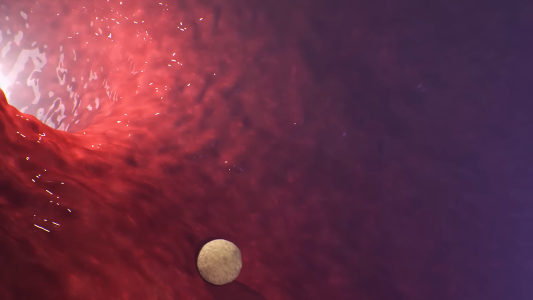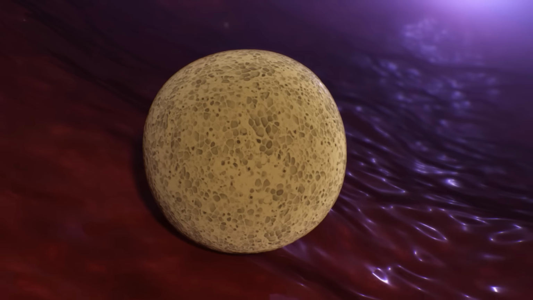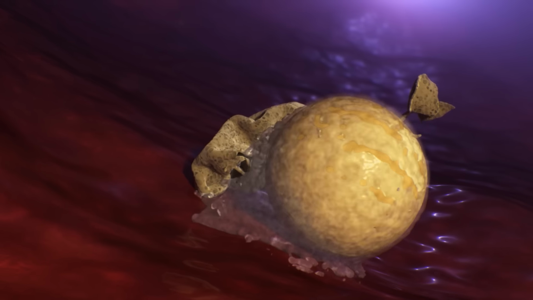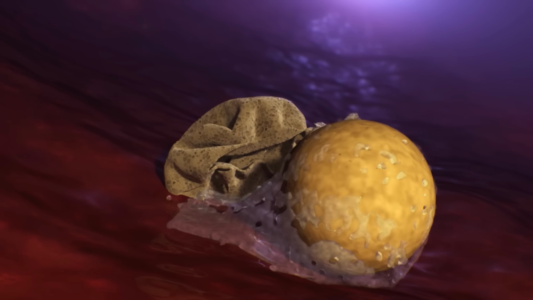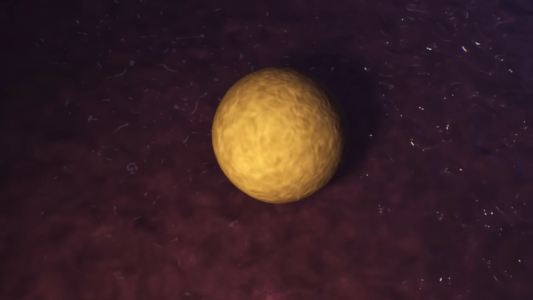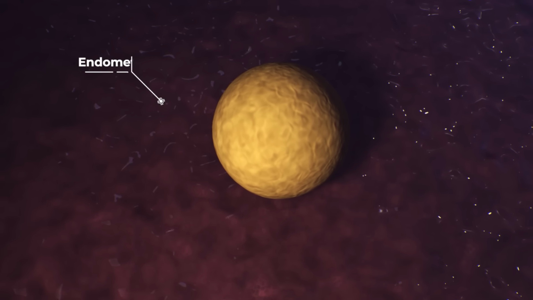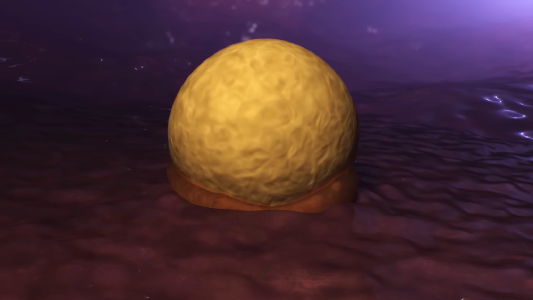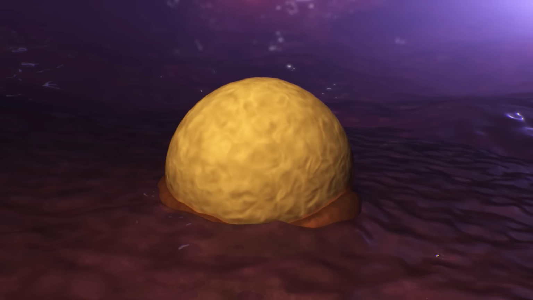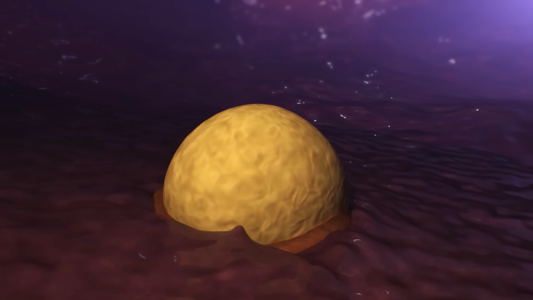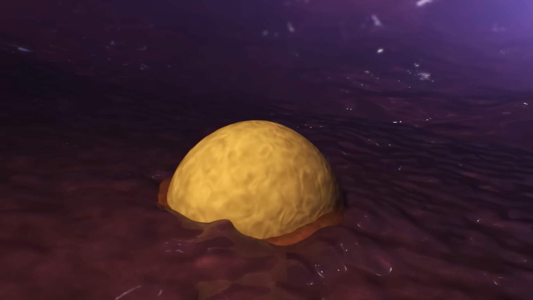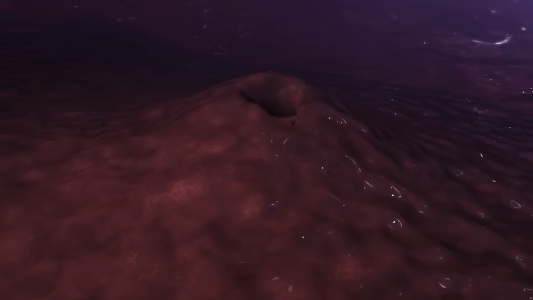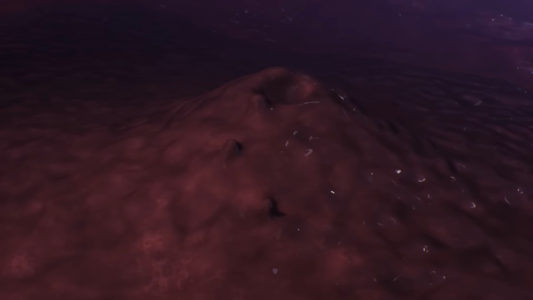When the blastocyst finally reaches the uterus by day 5, it hatches out of its outer membrane. The blastocyst attaches itself to the uterine lining, known as the endometrium. This process is called implantation. This allows the blastocyst to attach to the uterine wall, enabling it to obtain nutrients and oxygen from the mother's blood supply, supporting its continued growth and development.